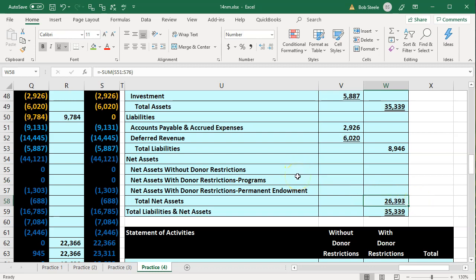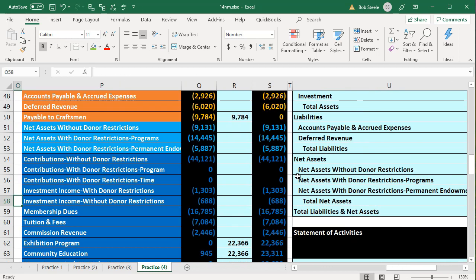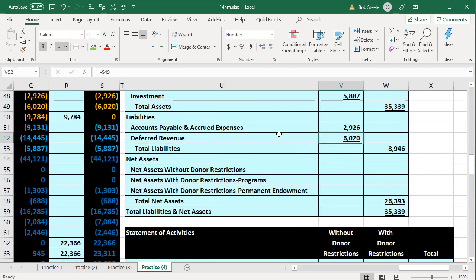Now also note that this 26,393 was very easy to get. Why? Because the format of the trial balance was in terms of debits being positive, credits being negative, which means all you have to do is sum up the column. If it's not in that format, you have debits and credits, then you do have to do a little bit more work because you'd have to take the credits minus the debits. But if you have this format, it's really easy to do, and so I would take advantage of it if you do have that.